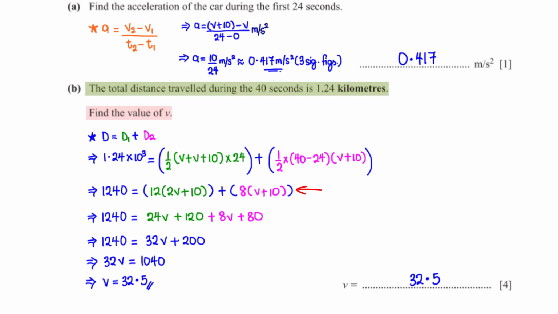When we expand 12 times 2v plus 10, we get 24v plus 120. And when we expand 8 times v plus 10, we get 8v plus 80. 24v plus 8v is 32v, and 120 plus 80 is 200. When we subtract 200 from both sides of the equation, we get 32v equals 1040. When we divide both sides by 32, we have v equals 1040 divided by 32, which is equal to 32.5.